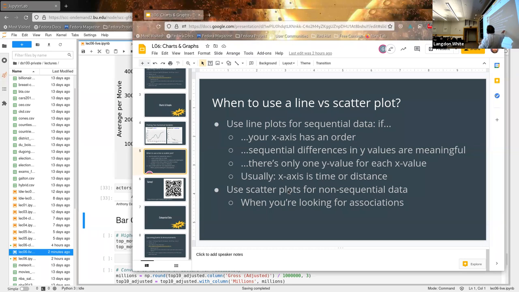And then scatter plots are when you don't have that, and you want to just see what kind of relationship something has to something else. And so you can do that. You also have a limitation where generally you still need one x, one y. Okay.